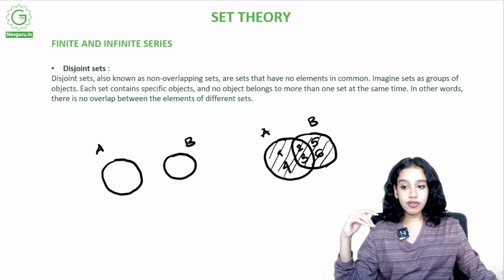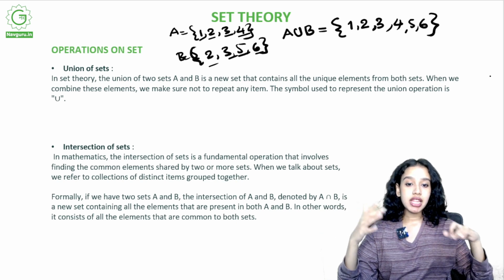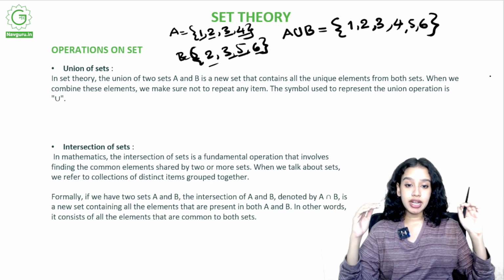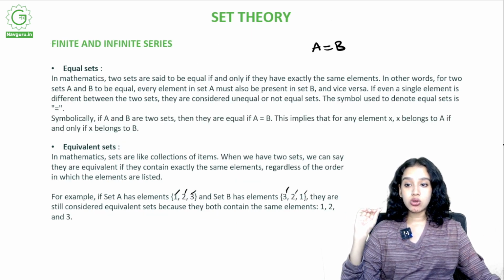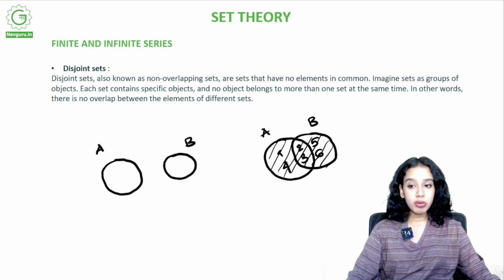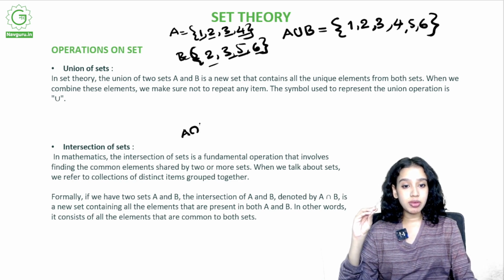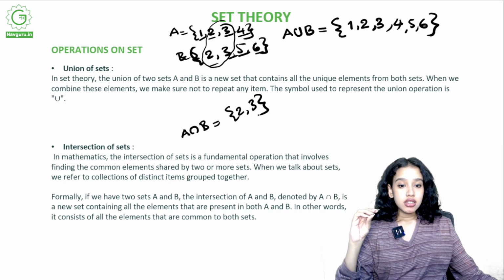Now, moving on to the next concept, which is intersection of sets. In mathematics, the intersection of sets is a fundamental operation that involves finding the common elements shared by two or more sets. You see these two elements here, 2 and 3, which are common. So that is actually A intersection B, because where are they intersecting? They are intersecting at 2 and 3, right?